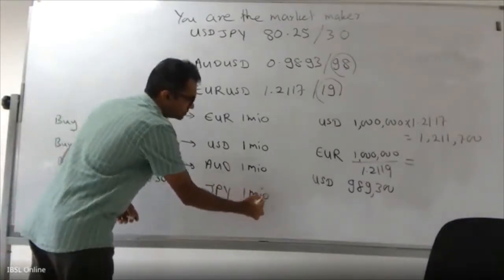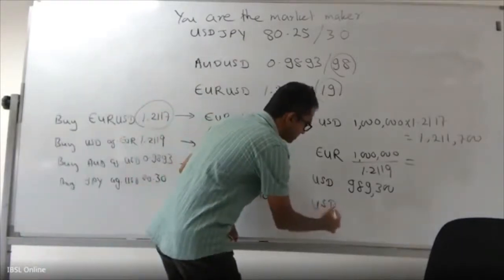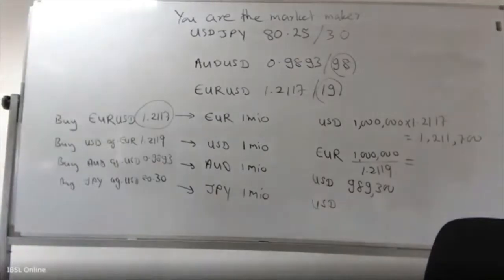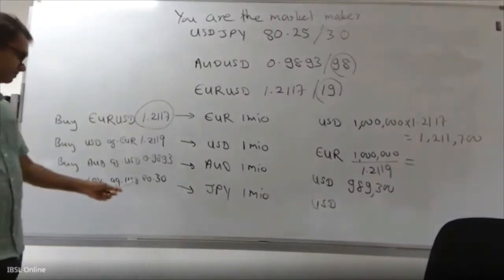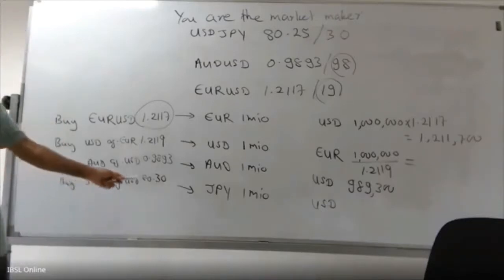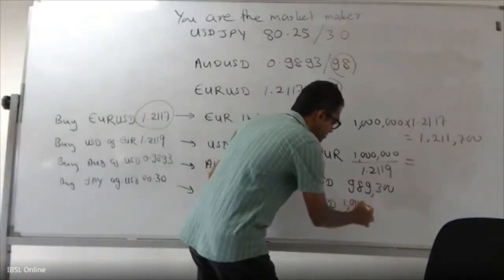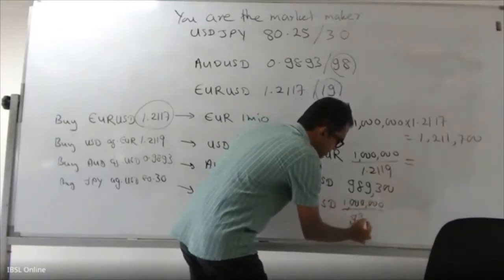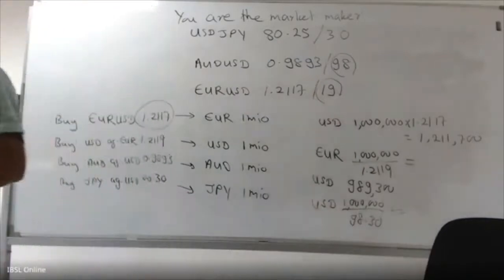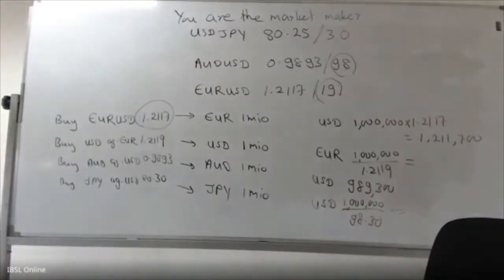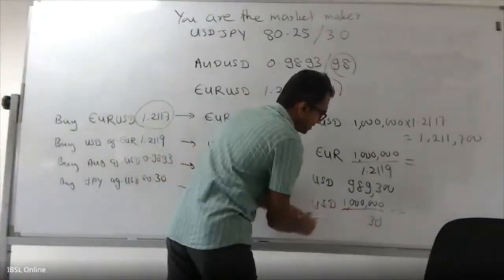What about this? You want to buy JPY. Assume it's JPY 1 million. What's the amount of dollars that you need? That's again dollar 1 million divided by the rate. So the amount of dollars you need is 1 million divided by the exchange rate. The JPY rate is 80.30, right? Sorry, 80.8. Not 98.30. It's 80.30.